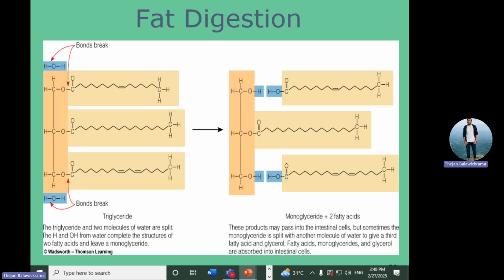It's broken from here now. So CH2, CH, CH2 linked. And H comes here, so O becomes OH. One molecule. Understood?